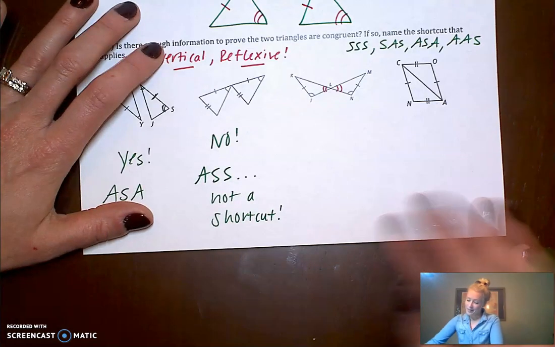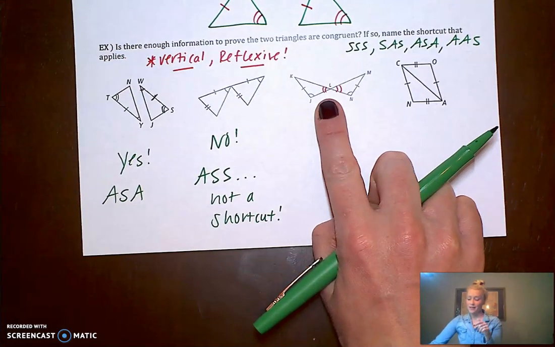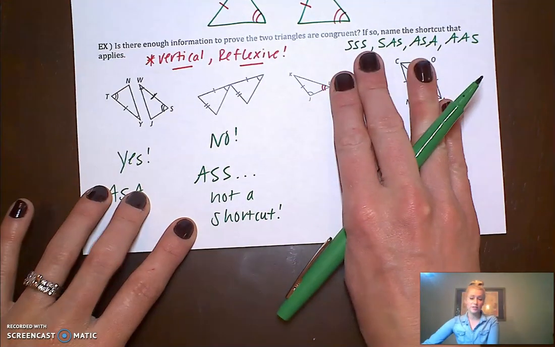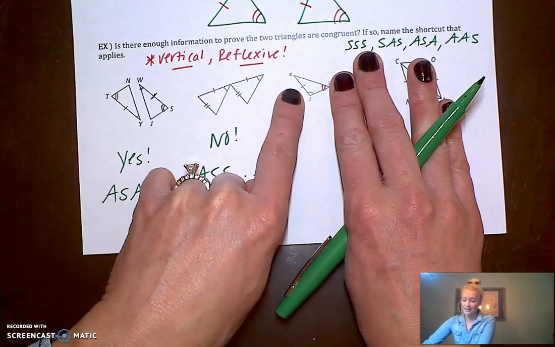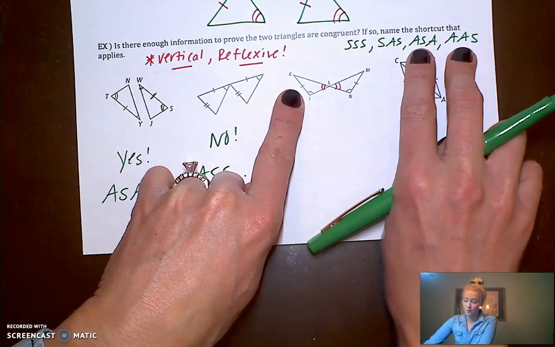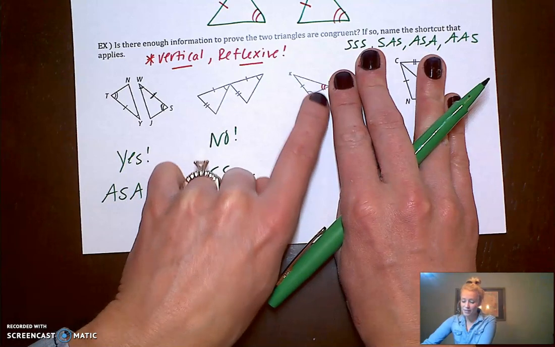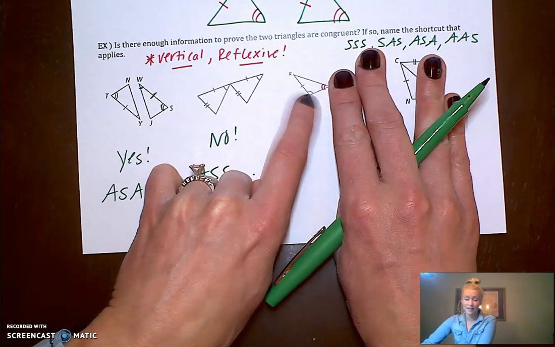Okay, this one, we marked the vertical angle, so I can look at that. I look at one triangle on its own. I see two angles marked the same and a side. So it's one of these two new ones. It is not the side between the angles, so this is angle, angle, side.